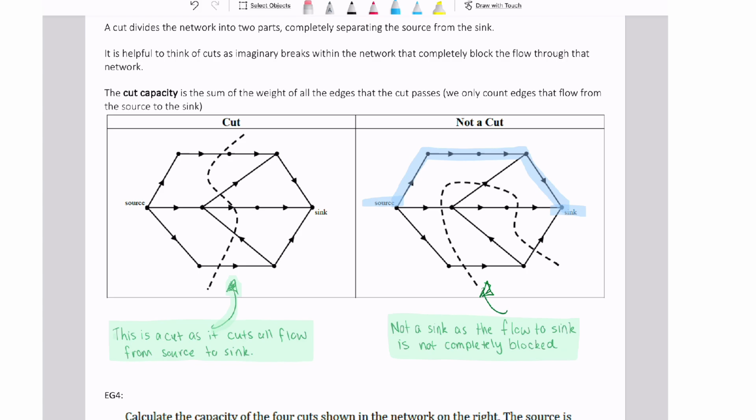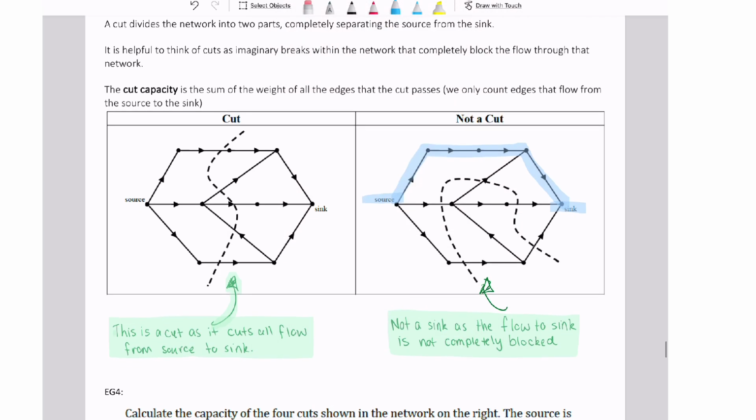So what do I mean? Let's look at these two examples here. Back to water in pipes. You want to stop the water getting from the source to the sink. There's something going wrong with the plumbing and you need to cut off all water. So this dotted line here, passing through, it's going to stop the water coming through that point there. It's going to stop the water coming through that point there, and that point there.